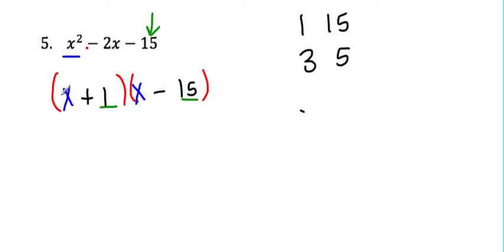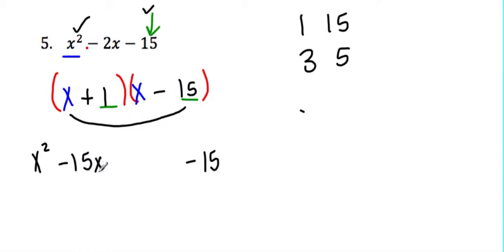first thing, you check your first term. X times x would give me x squared. And 1 times -15 would give me -15. So I would be good with the first and the last terms. Now see if you get -2x. So this piece times this piece would be -15x. And this piece times this piece would be positive x. So this going together would be -14x. That's not what I need. I need -2x.